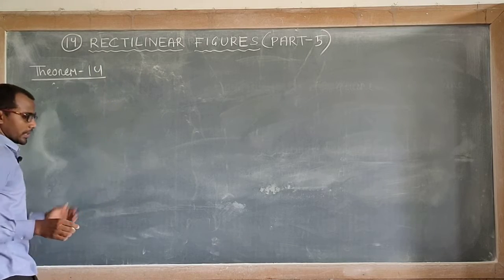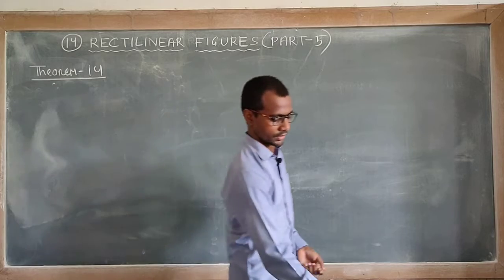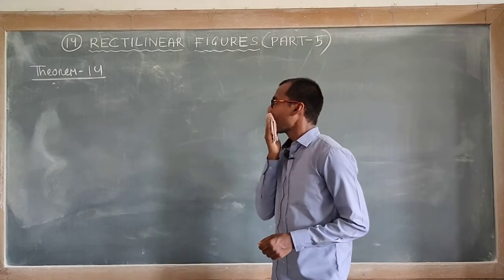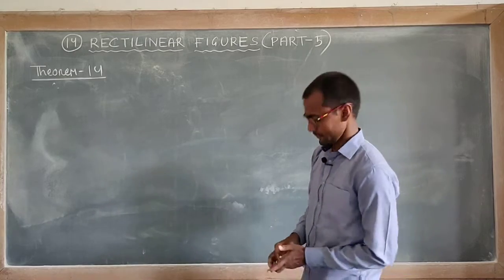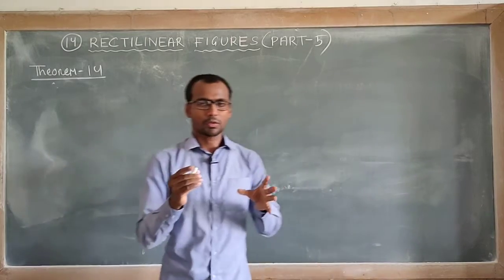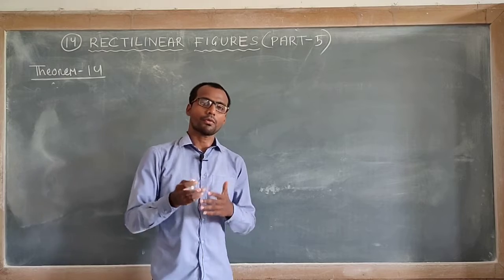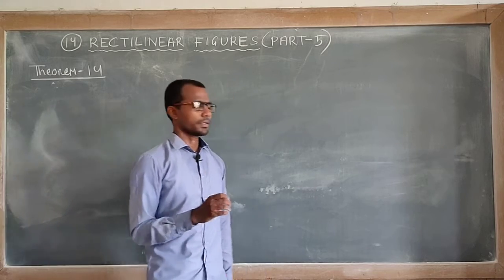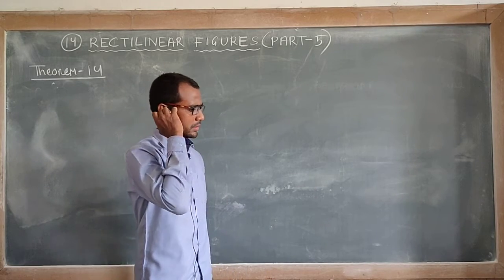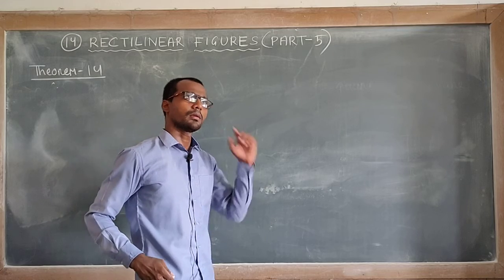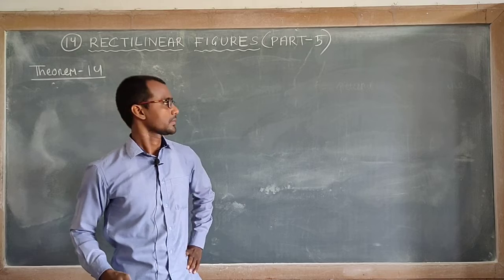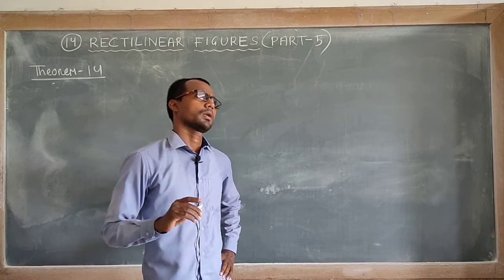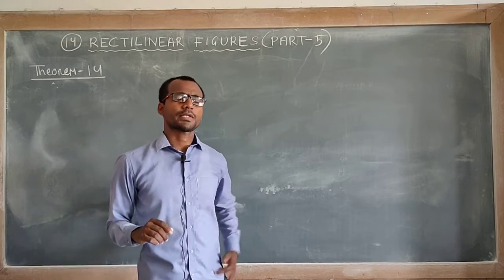So theorem number 14. Last theorem. Now this theorem is also based on square. We will get from rhombus. Okay. The previous theorem was if one angle of rhombus is 90 degree. Okay. So now we move to if diagonals of a rhombus are equal.